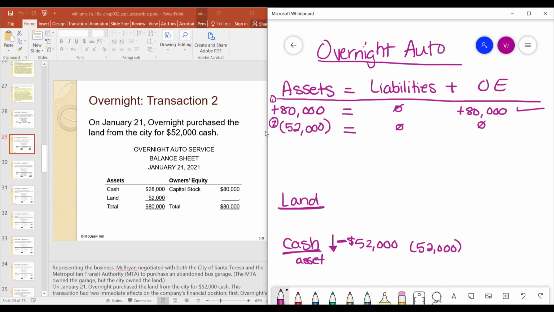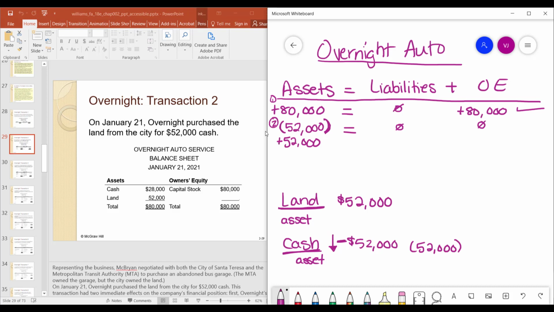And what would land be considered as? An asset, liability, or owner's equity? Since Overnight is the owner of this land now, this land is also considered an asset, because remember, an asset is anything that a business owns, right? So this land, all of a sudden there's a land account now. This land account has increased by $52,000. So at the same time that my assets are decreasing by $52,000 because my cash balance fell, my assets increased by the same amount because I just purchased land. I purchased a new asset of $52,000.